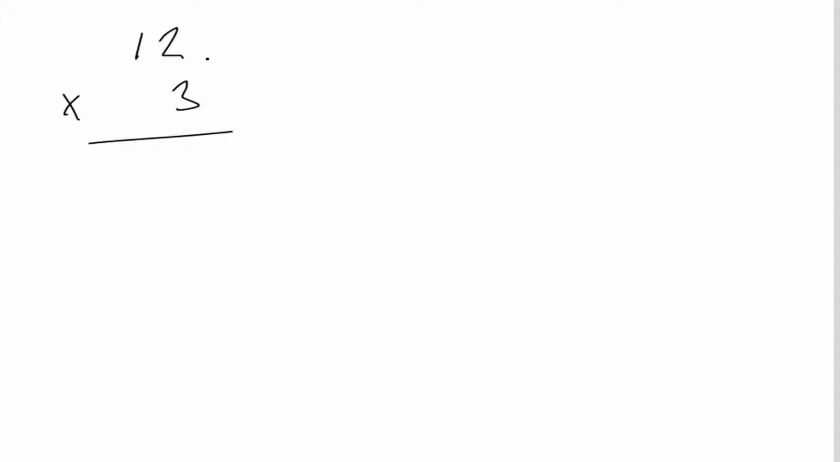If you notice, the first thing I did was I put the units together, tens together, etc., hundreds, thousands, etc. So first of all, you do 3 times 2, which is 6, and then 3 times 1, which is 3, and that's all the numbers we got down here, so that's the final answer, 36.